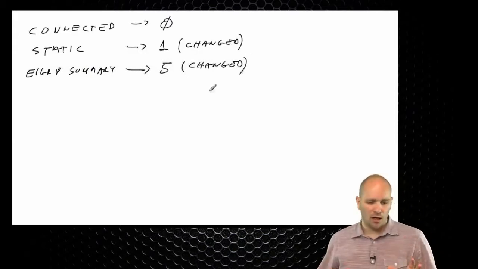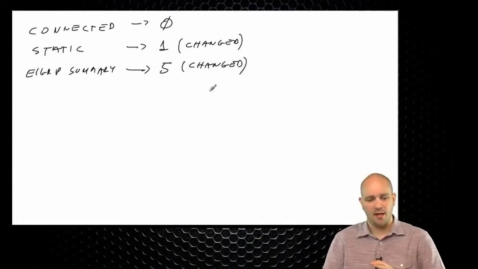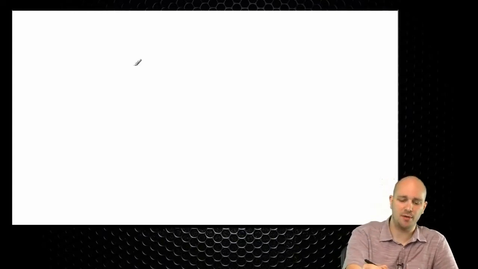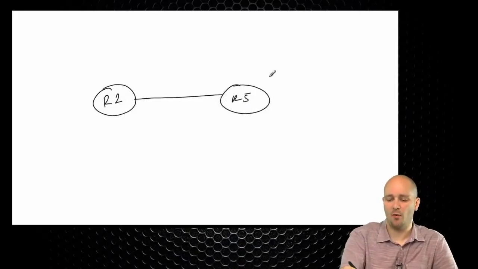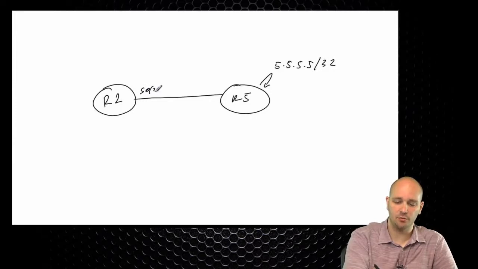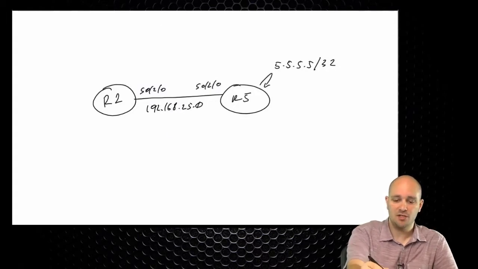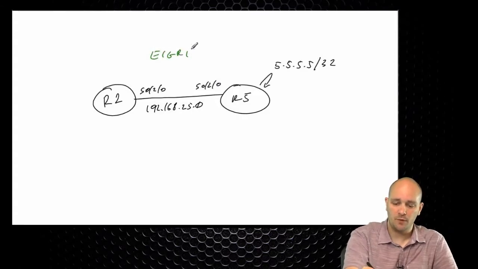Let me talk a little bit about this EIGRP summary route, because this is one thing that I have seen my students from time to time have little confusion about. To do this, I'm just going to use two routers in my mix. I'm going to have R2 directly connected to R5. R5 here will have a loopback interface 5.5.5.5/32, and the link here, this is serial 0/0, and this is serial 0/0, and the link between them is going to be 192.168.25.0. Let me just very quickly configure EIGRP 25 between these two devices.